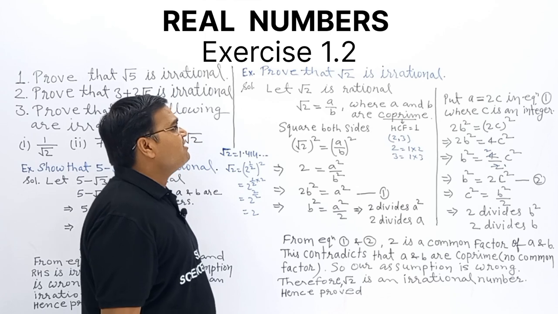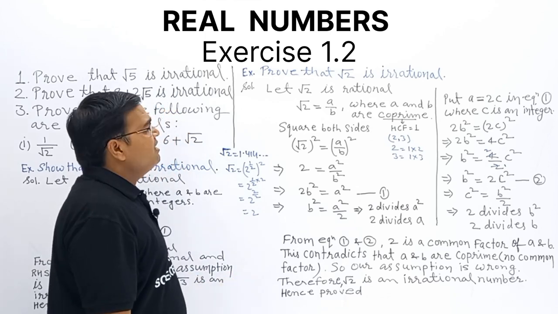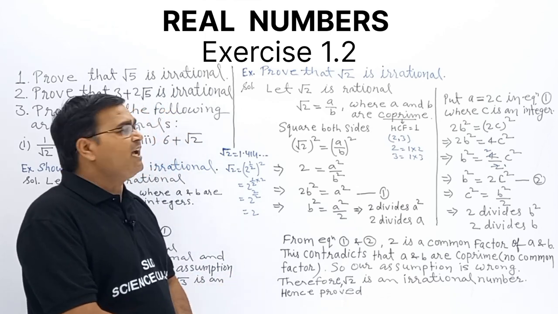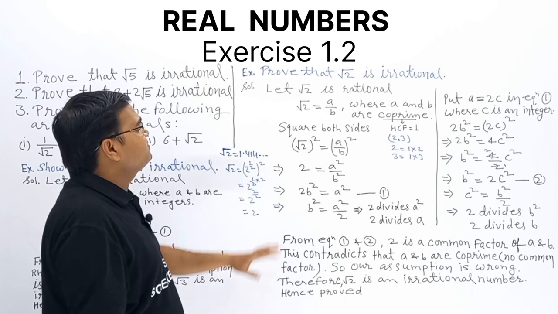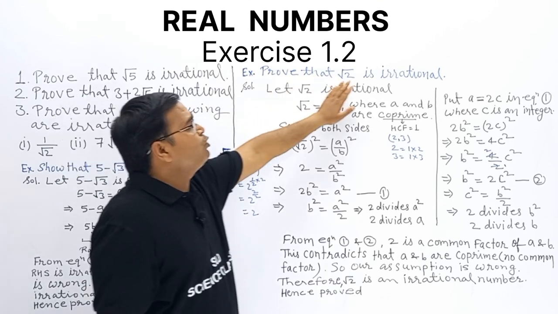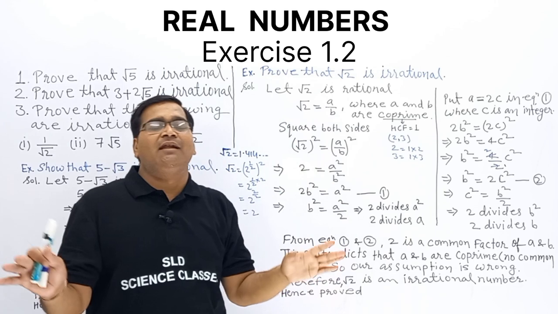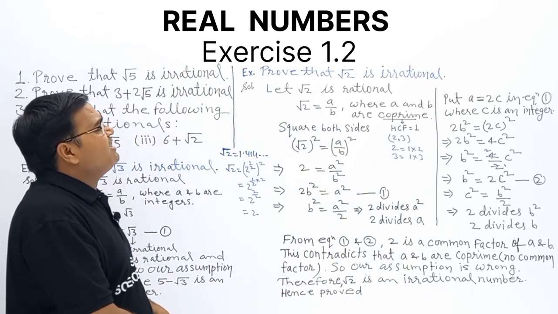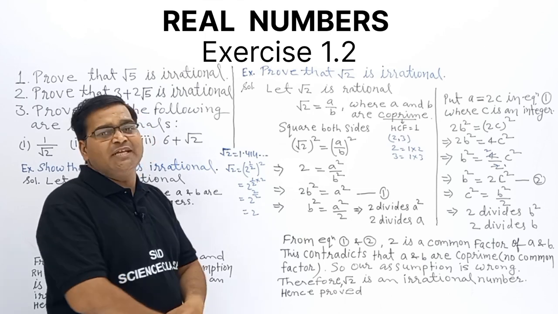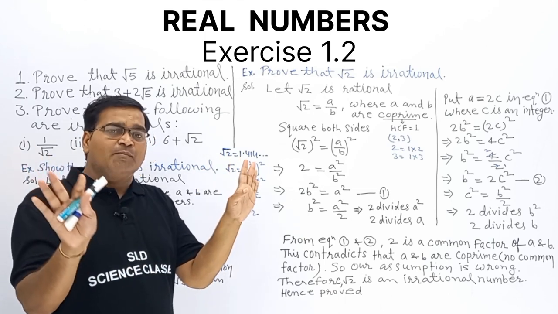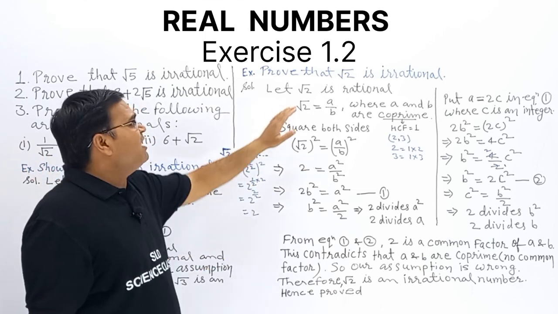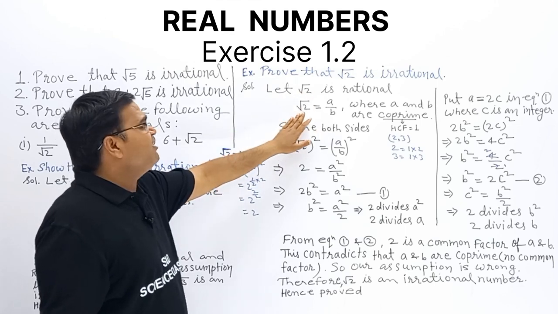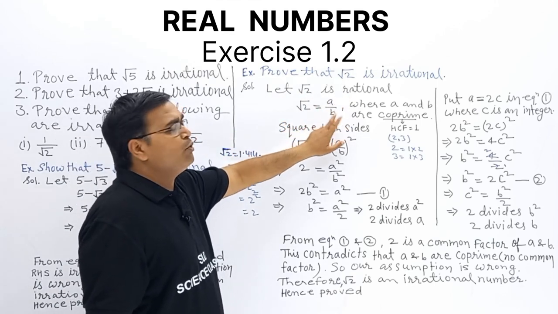So what we can say? Root 2 is an irrational number. Observe again what is happening there. We want to prove root 2 is irrational. We know root 2 is irrational, but to prove this we are assuming the opposite. So we are assuming it is rational, so we put A upon B.